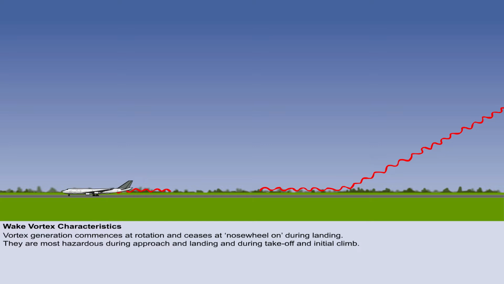And on takeoff and initial climb. In other words, at low level, and where there is likely to be a lot of air traffic. A wake turbulence encounter can lead to loss of control, and possibly to structural damage. And, if the encounter takes place near the ground, may leave insufficient time or height to recover.